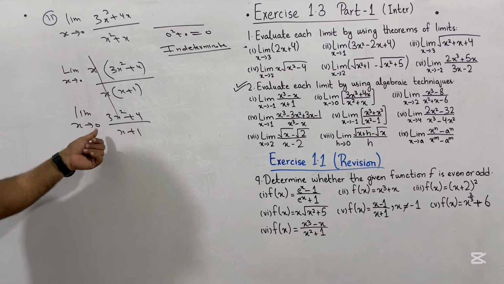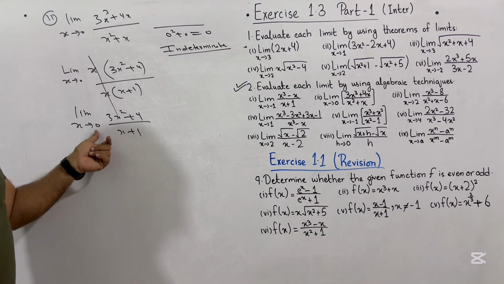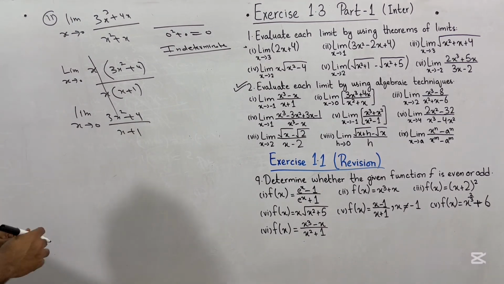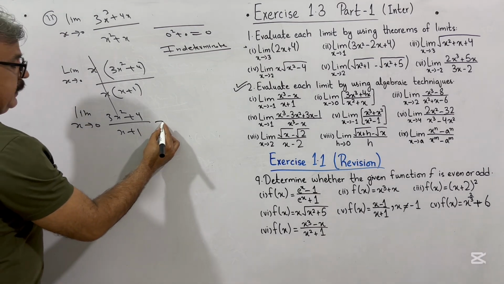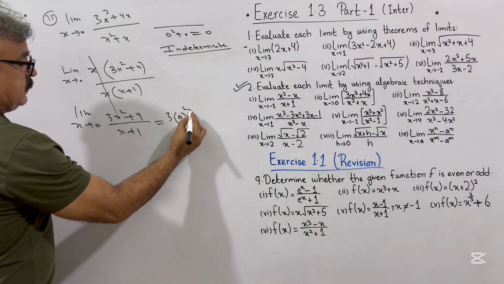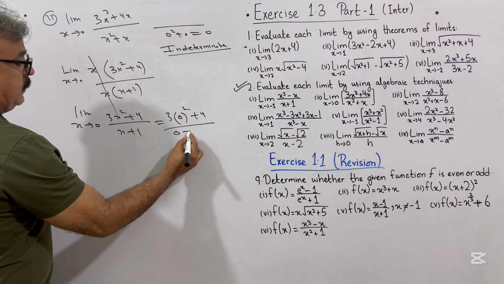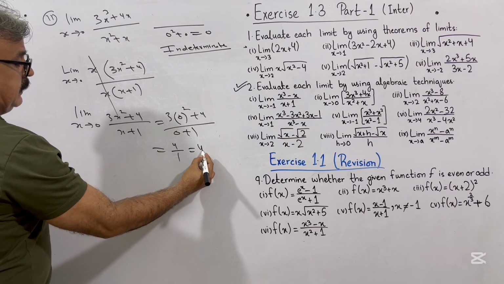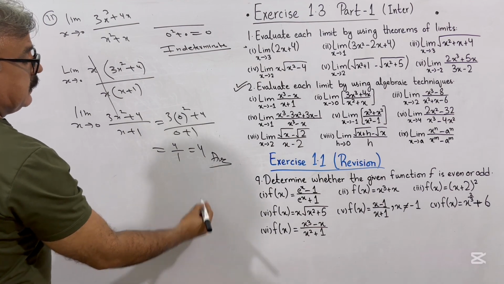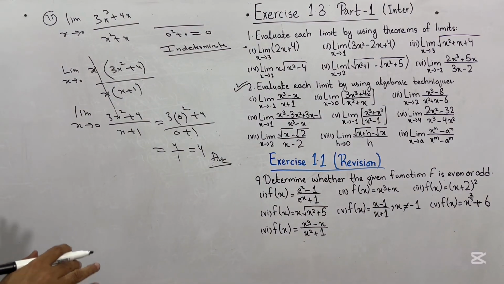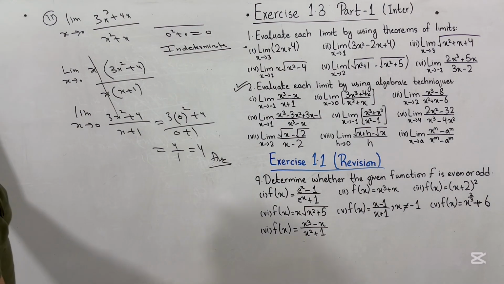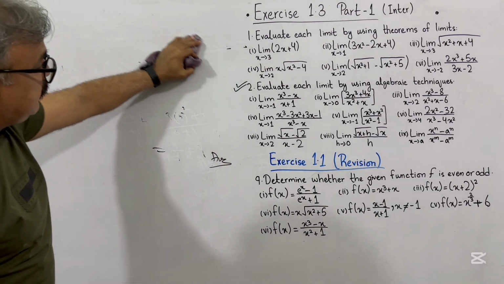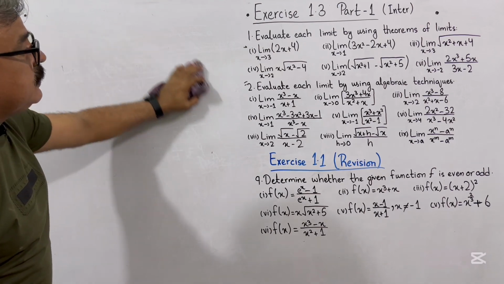Now check, put the limit x is 0, 0 plus 1, it's not 0. So the denominator is not 0, we are safe to apply the limit. It is 3 times 0 square plus 4 over 0 plus 1. At 0 we have 4 over 1, 4 is our answer in that case. We are now roaming in the vicinity of real limits. Part number 3 of question number 2.